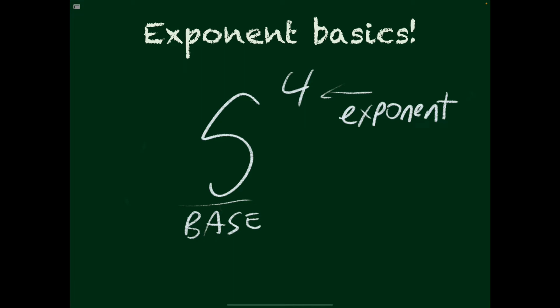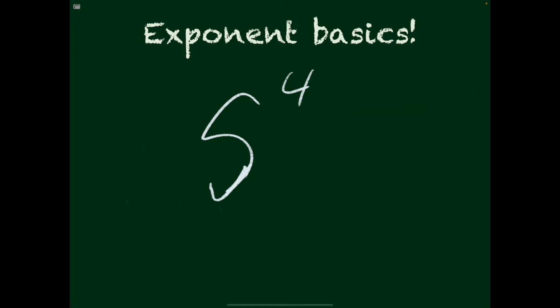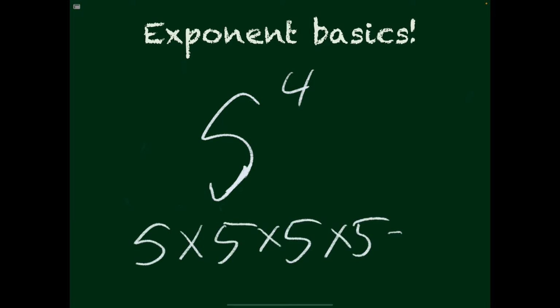So basically, it's a shortcut for writing repeated multiplication. What we want to do is take that base and repeatedly multiply it by the number of times in the exponent, so 4 times. So 5 times 5 times 5 times 5. This actually means 5 times 5 times 5 times 5, which would be 625. Okay, the final answer.